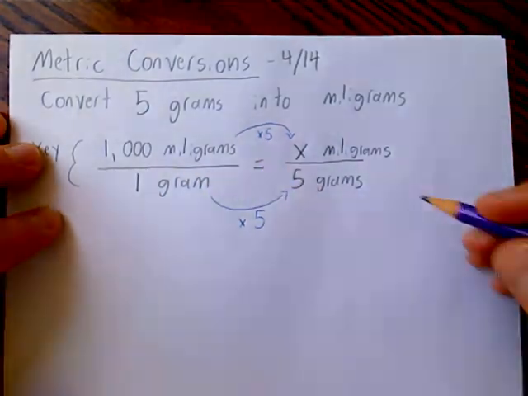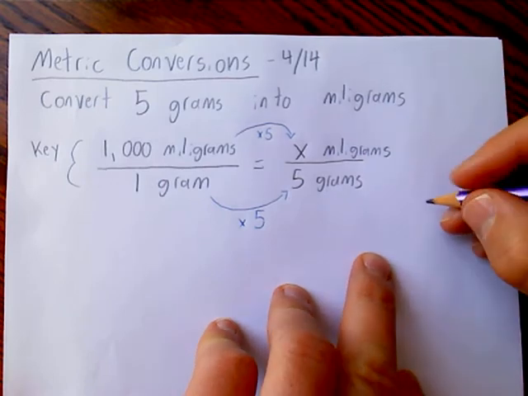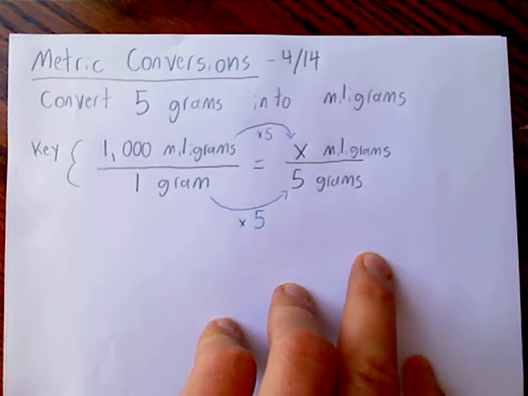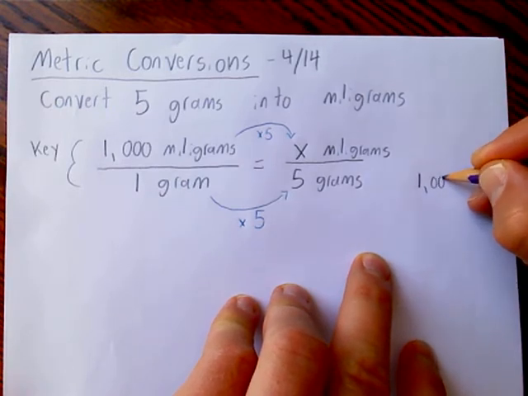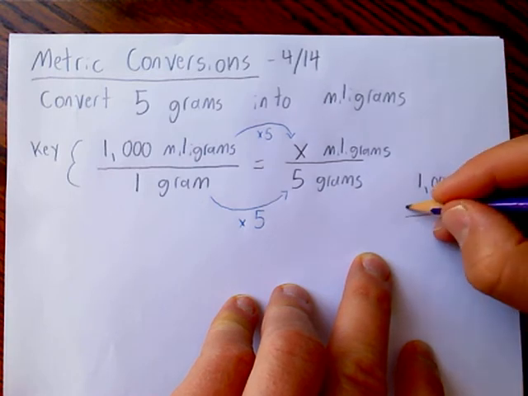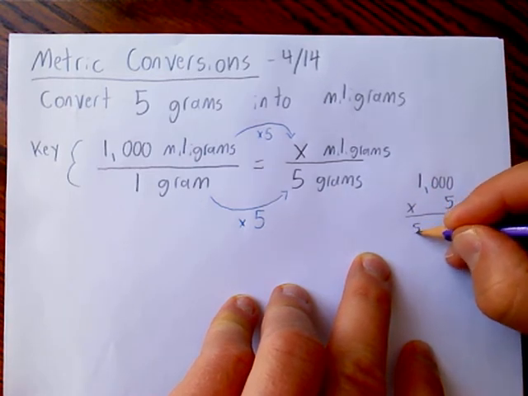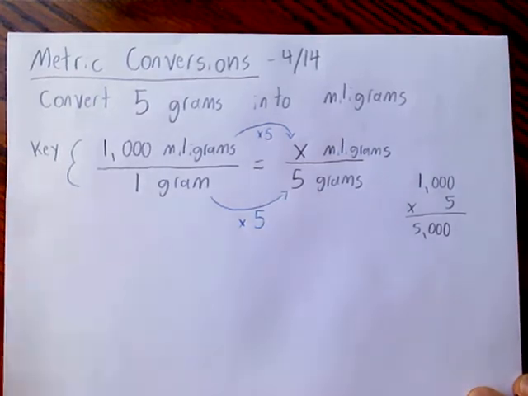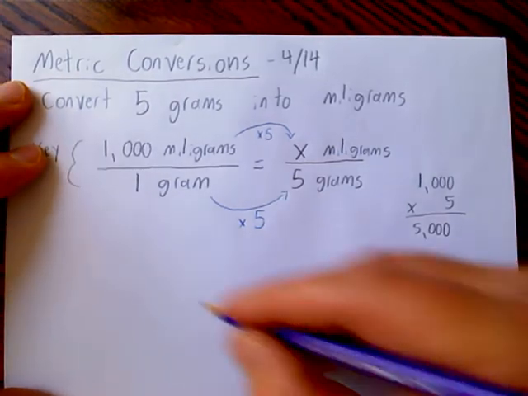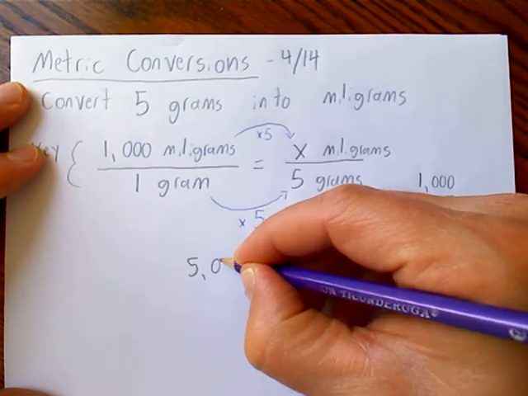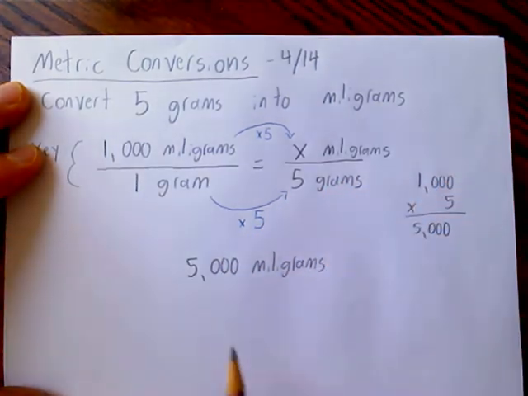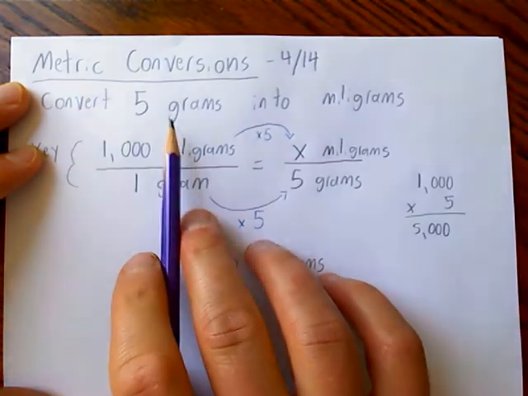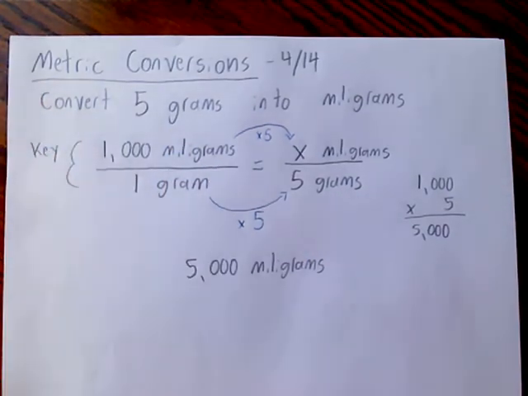1,000 times 5. Now there's 2 ways to go about this, and that's what these metric conversions are all about, is using a trick. And I'm going to show you that right here. So if I do 1,000 times 5, this isn't the trick, this is the traditional way, I'm going to get 5,000. So there's our answer. It's 5,000 milligrams. So there are 5,000 milligrams in 5 grams. Those two are equivalent. So there's my answer.